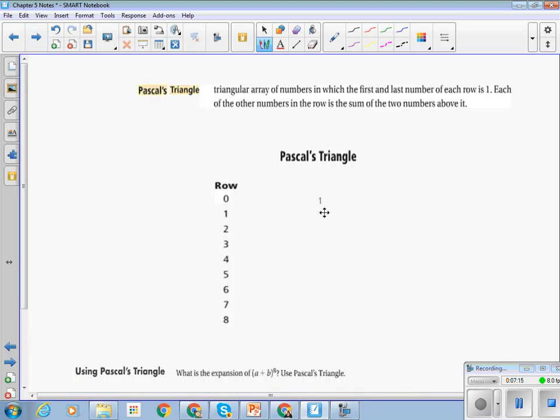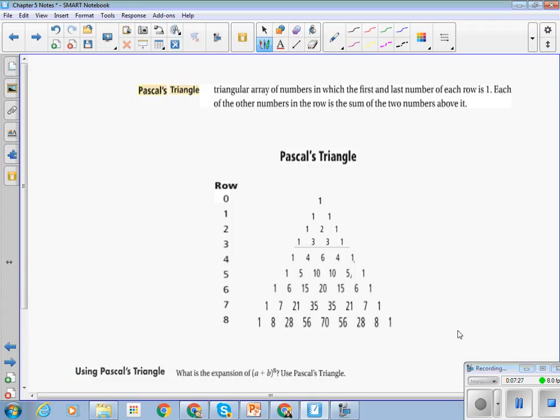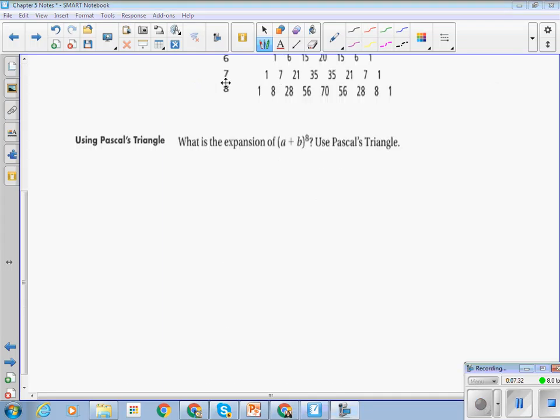So you guys have already done rows 1, 2, 3, 4, 5, and 0. I want you guys to add 6, 7, and 8. So we are going to use row 8 to expand (a + b) to the 8th. And we're going to use Pascal's triangle to put this together.